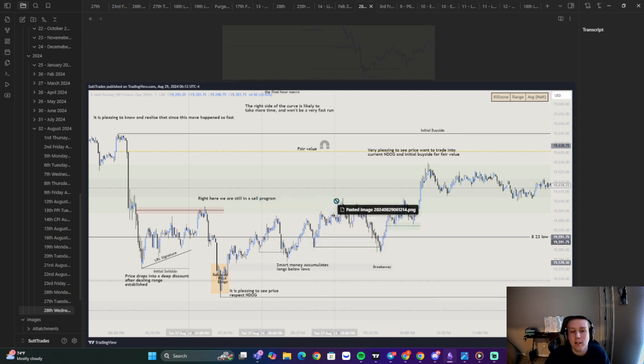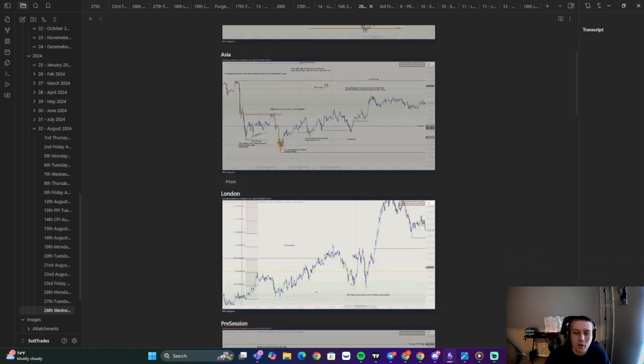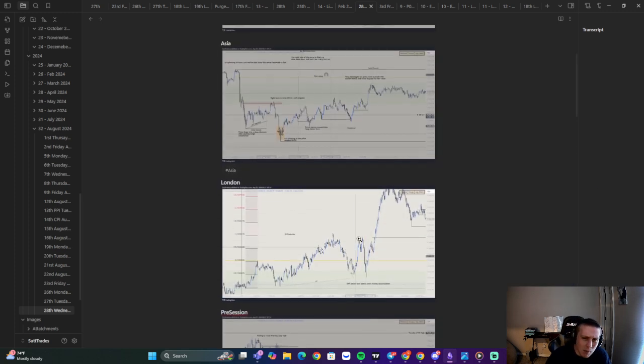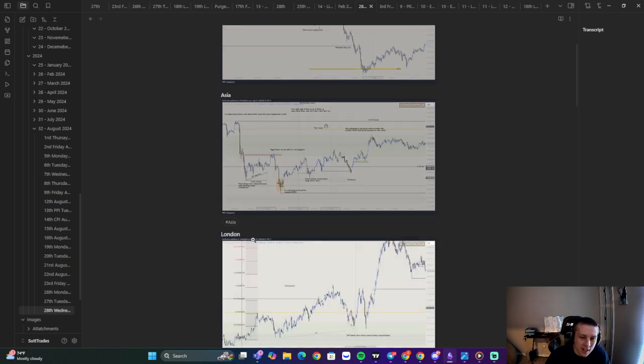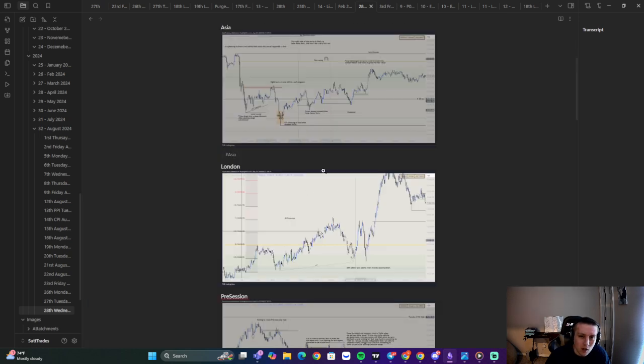And as we see, we're trading into new week opening gap, new day opening gap. That's that magnet on price. New day opening gap, and then initial buy side as well. So very nice to see this. Notice how price is respecting this new day opening gap right there, and we'll go over that. And London, I believe I had a London annotation. No, I didn't.